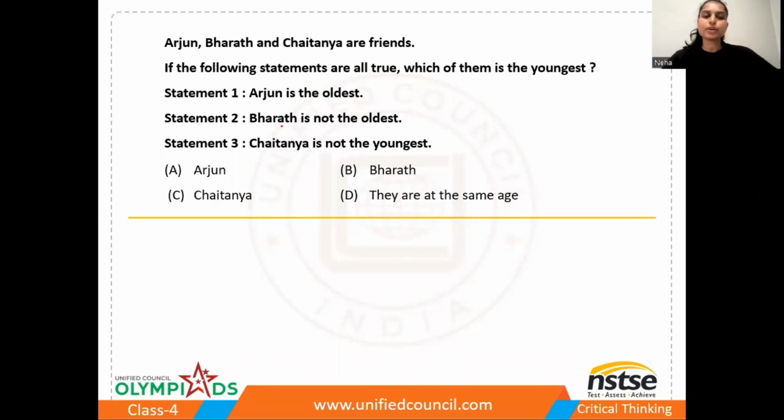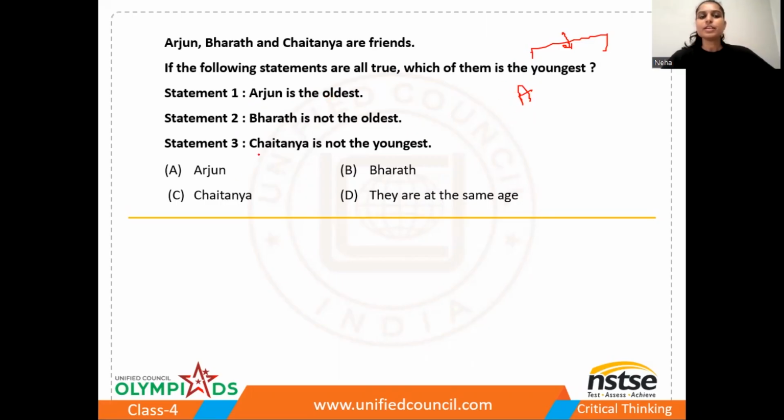Okay, which one is the youngest? That means the age should be smaller. So Arjun is the oldest. The first one is Arjun. Arjun is the oldest. Bharat is not the oldest, okay, because Arjun is the oldest.